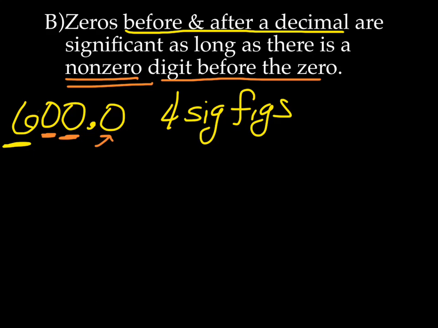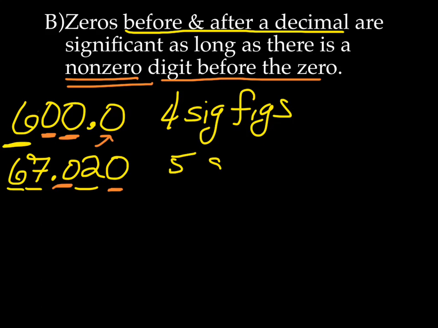Okay, let's try 67.020. Okay, the 6, the 7, and the 2 are all significant because they're non-zero digits. How about this first 0 here? It's between two non-zero digits, so it's also significant. And this last 0 here, it's after a decimal, and there's a non-zero digit before the 0, so it is also significant. So this particular problem has, what, 5 sig figs.